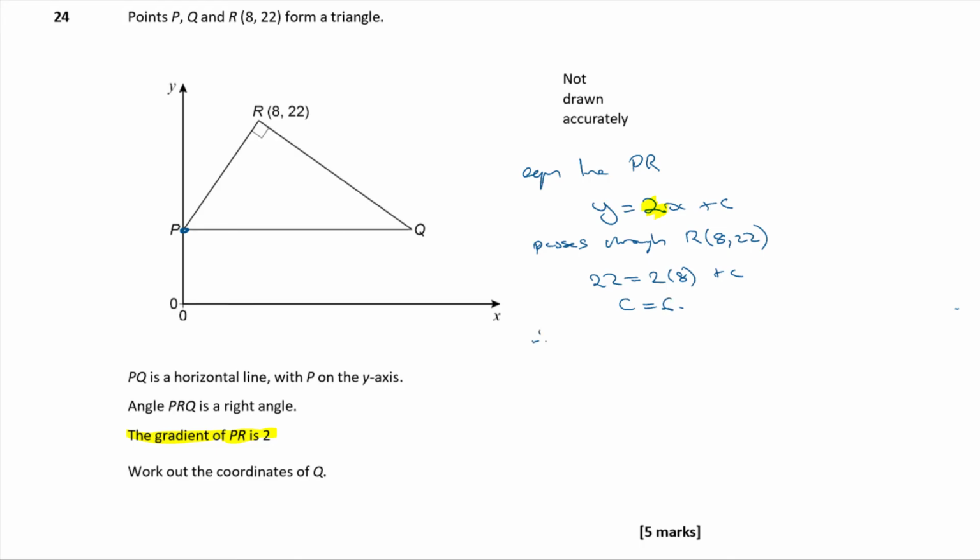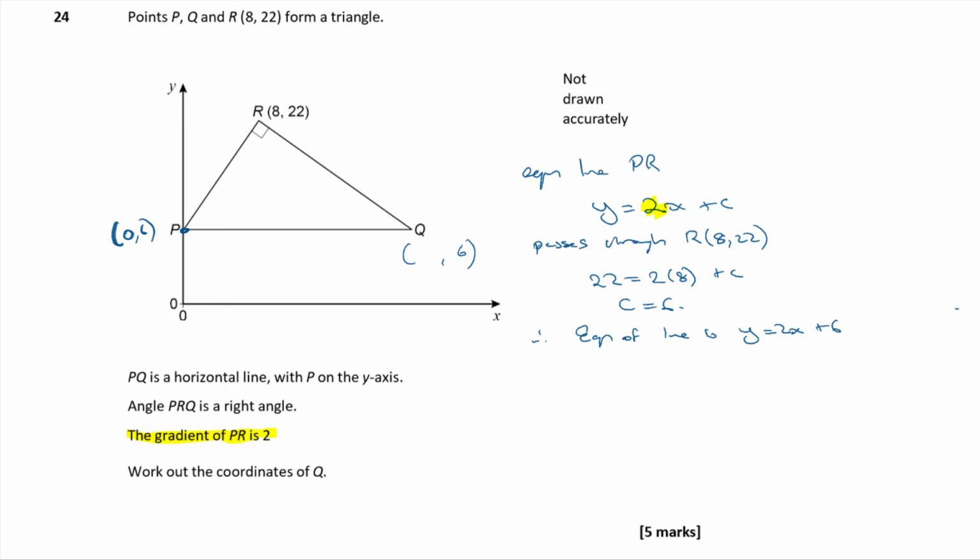Okay, so therefore the equation of the line is y equals 2x plus 6. So now we know the equation of the line. We also know that P is at the point (0, 6), isn't it? We worked out that the y-intercept was 6, and P is the y-intercept, so it's going to have coordinates (0, 6). So now we just need to work out the coordinates of Q. We know that the height is 6, so it's (something, 6). We just need to know the x value now, don't we?